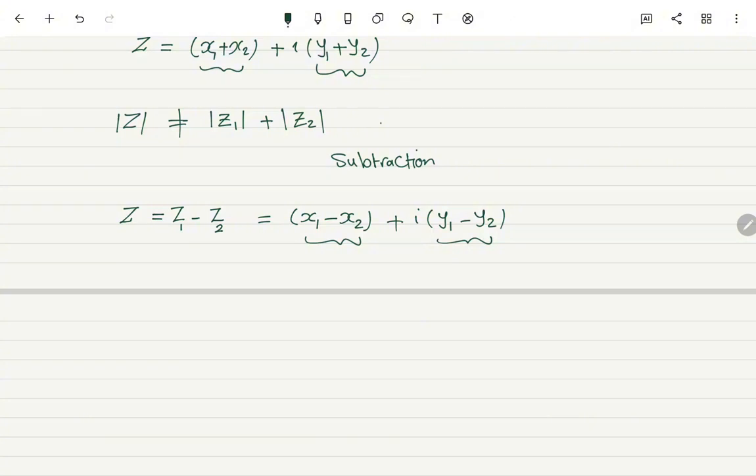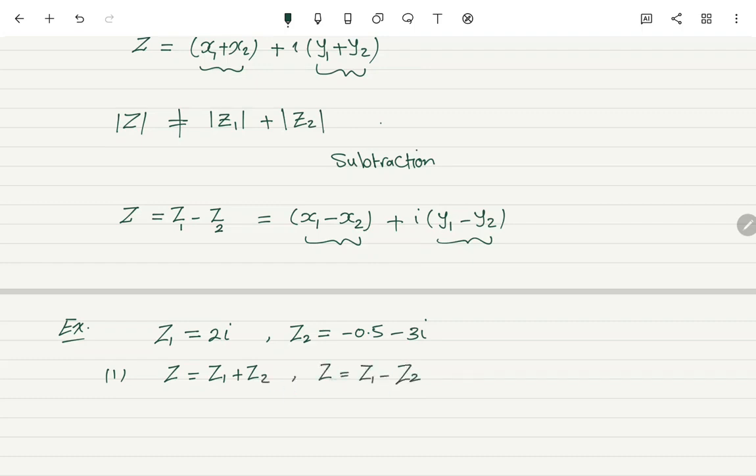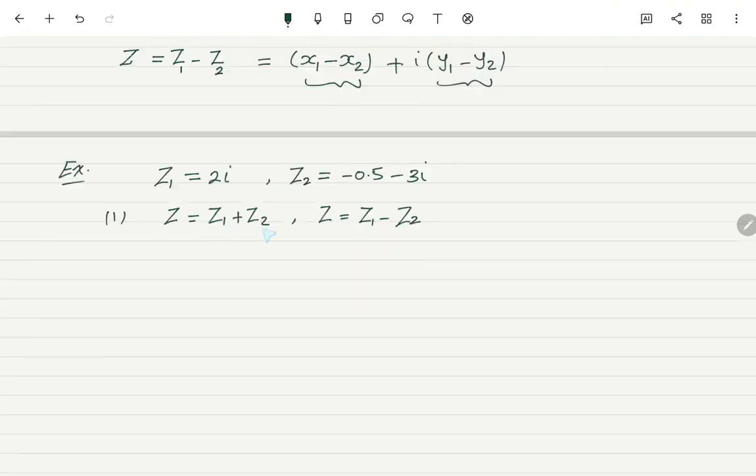Let's have an example. If z1 equals 2i and z2 equals minus 0.5 minus 3i, calculate z equals z1 plus z2 and z equals z1 minus z2. Now let's do the addition here.